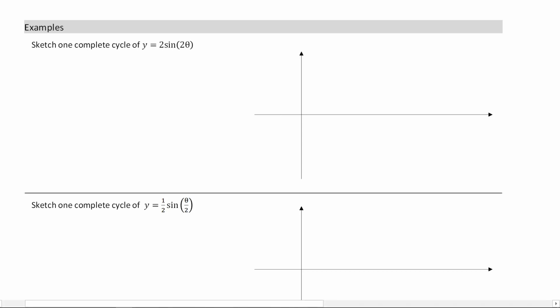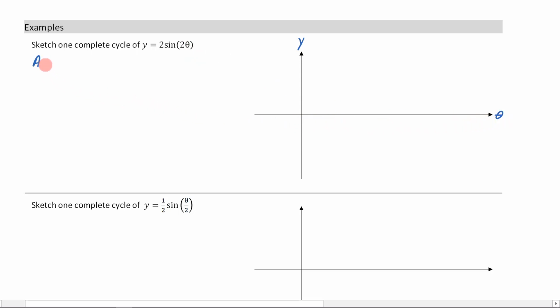Welcome. So in this part of the lesson, we're just going to go through some examples here. The first one says, sketch one complete cycle of y is equal to 2 sine of 2 theta. So here are our axes. This is going to be y, and as you can see, we're dealing with theta, so our horizontal is going to be theta.